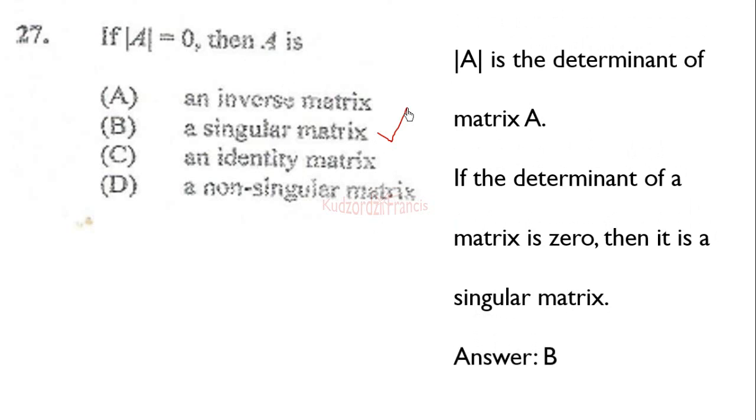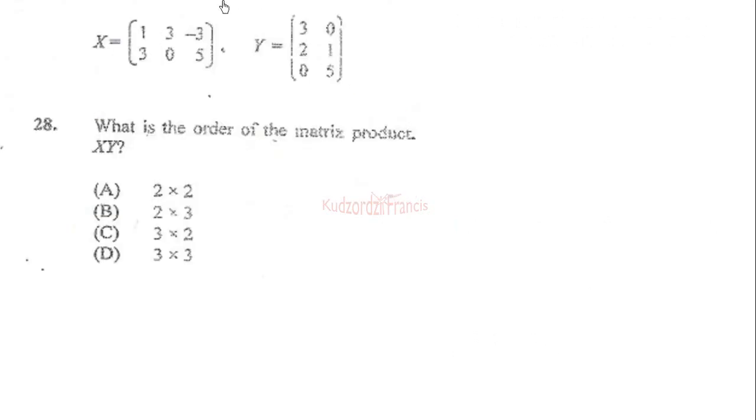So we move on to the next question now. We have x equal to the matrix 1, 3, negative 3, 3, 0, 5. Then we have y equal to 3, 0, 2, 1, 0, 5. And we are supposed to find the order of this matrix xy.